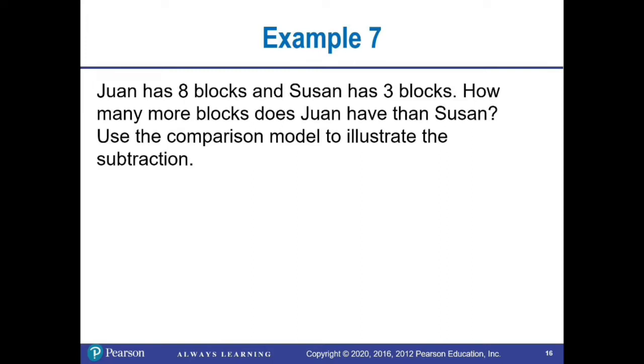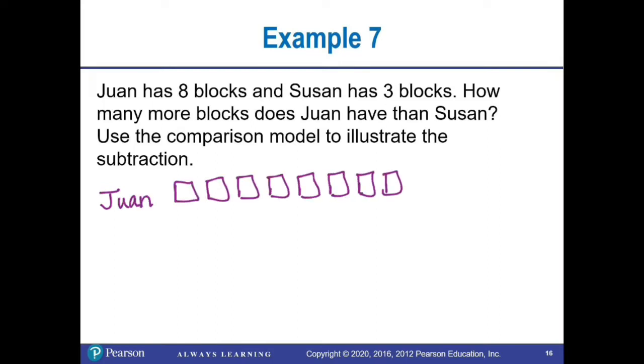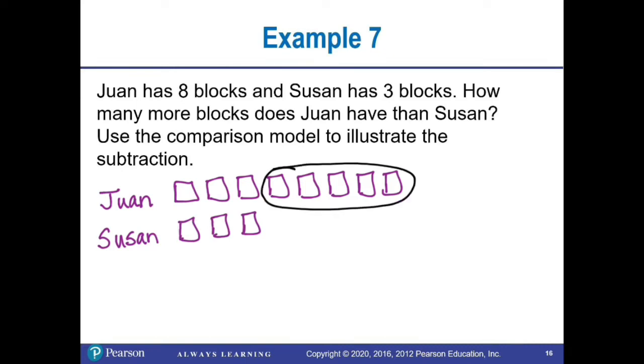For our comparison model, we'll start by drawing 8 blocks for Juan. Then I'll draw 3 blocks for Susan. Notice that Juan has 5 more blocks than Susan. So 8 minus 3 is 5.